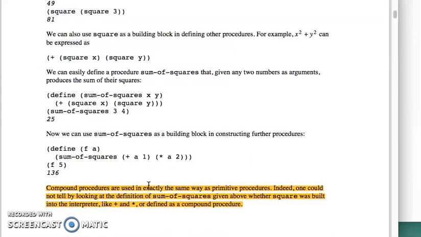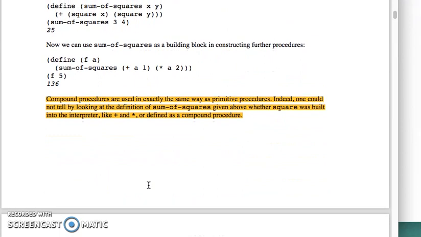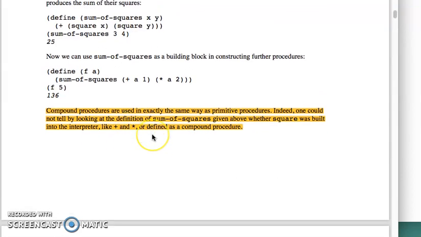Perfect. Compound procedures are used in exactly the same way as primitive procedures. Indeed, one could not tell by looking at the definition of sum of squares given above whether square was built into the interpreter like addition or multiplication, or defined as a compound procedure.